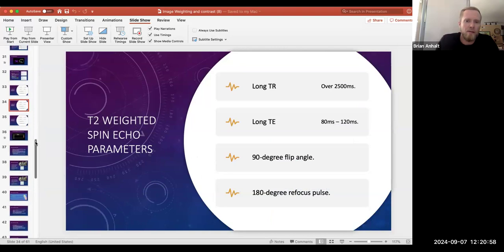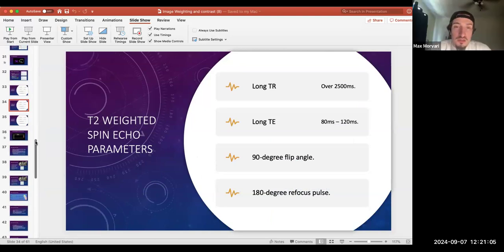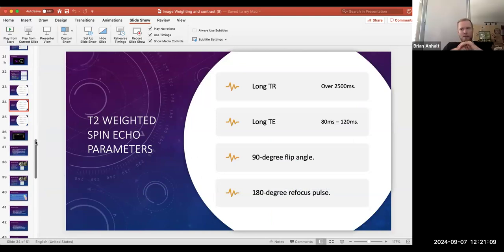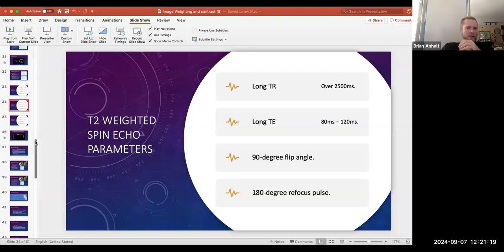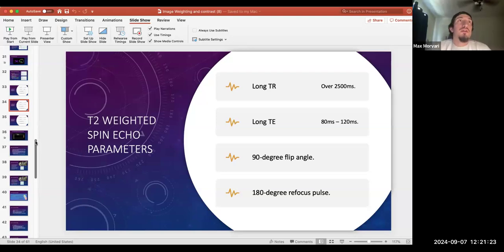Why does fat look bright on a T1 weighted image? Because it has a quick longitudinal recovery time. There we go, that's part of the answer. And T1 has a long or short TR? It has a shorter TR. And because it has a quick longitudinal recovery and it has a short TR.